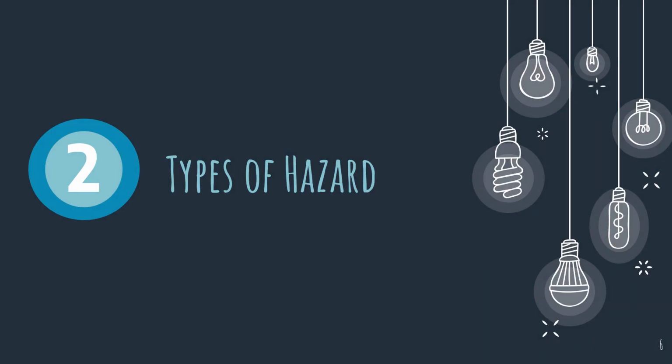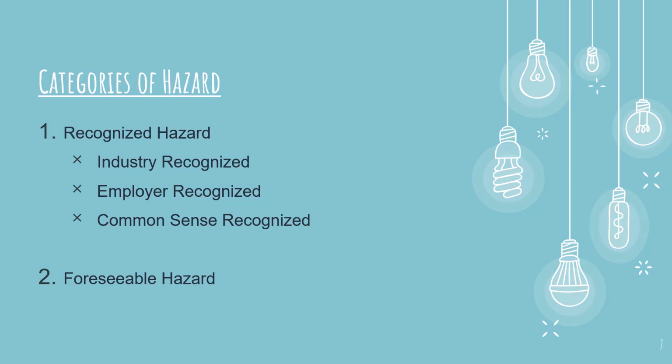Since we are done with the definition, let us proceed with the different types of hazard. For that, let us know the different categories of hazard. We have two categories, that is recognized and foreseeable hazard natin. So when we say recognized hazard, you already encountered this kind of a hazard. Meaning, you already experience it.